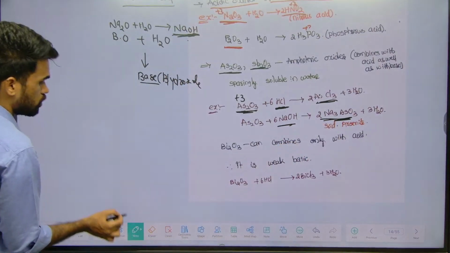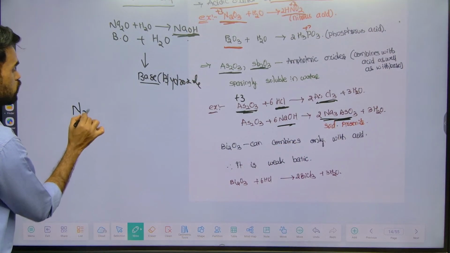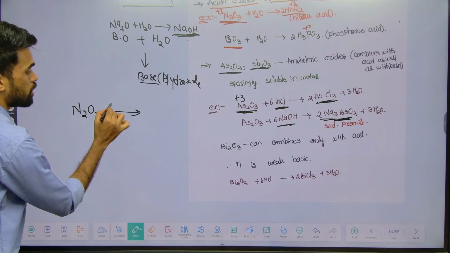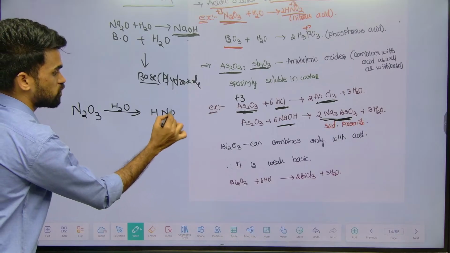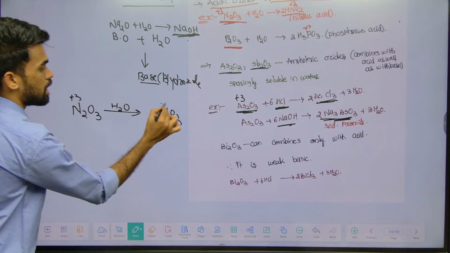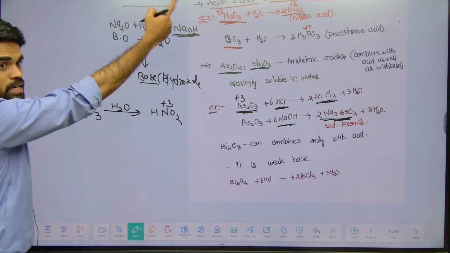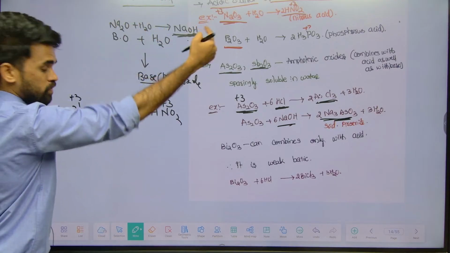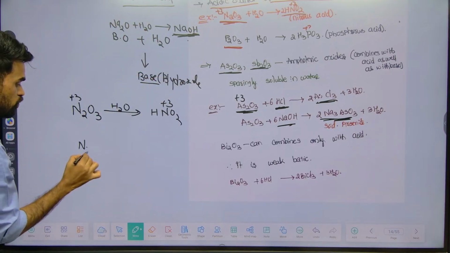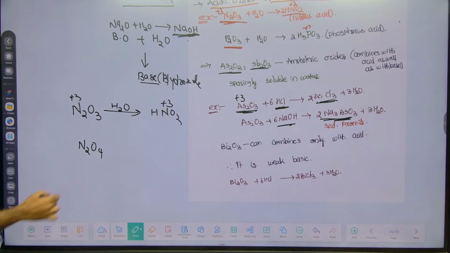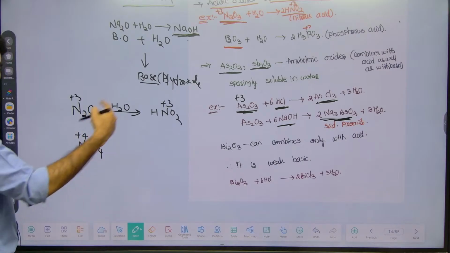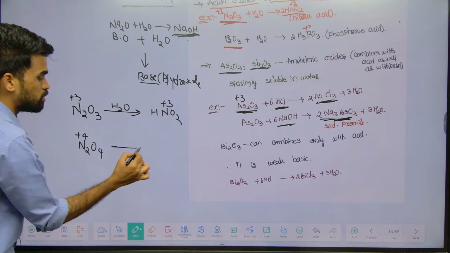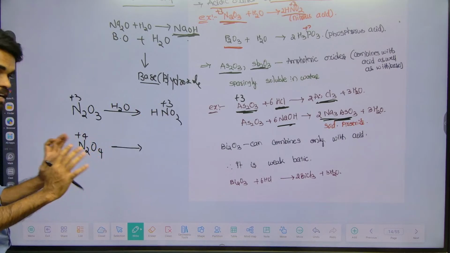Okay. Now look at this. N2O3, what is the product formed upon hydrolysis? HNO2, nitrous acid is formed because it is +3, here also +3. N2O5 forming nitric acid, +5, +5. Now I am saying here N2O4. What is the oxidation state? This is also acidic oxide now. You should get the respective acid. With +4 we do not have any acid for nitrogen.